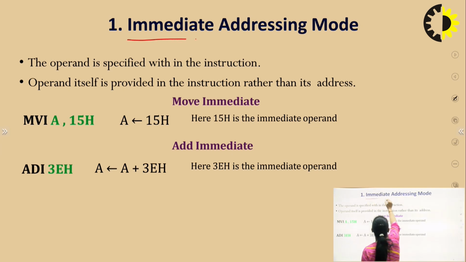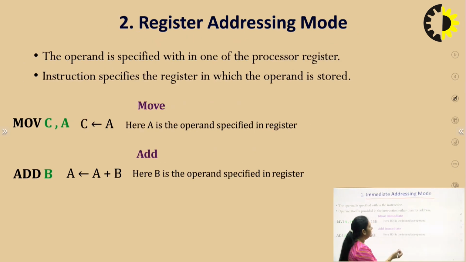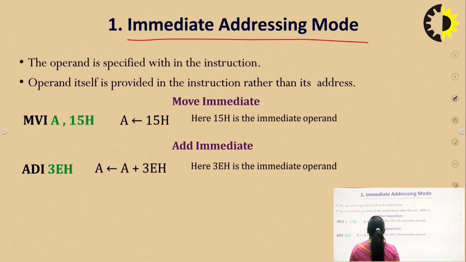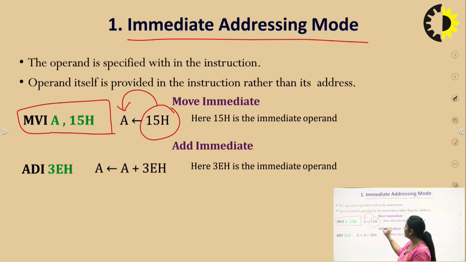First of all, the immediate addressing mode. The operand is specified within the instruction. The operand itself is provided in the instruction rather than its address. So when the operand is given directly in the instruction, for example, MVI A, 15H. So what we have to do? We have to move this 15 immediately into the accumulator. So the data given here can be immediately moved into the accumulator. So that's why it is an immediate addressing mode.